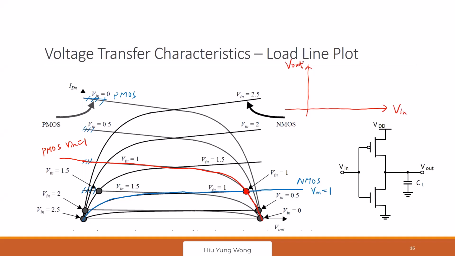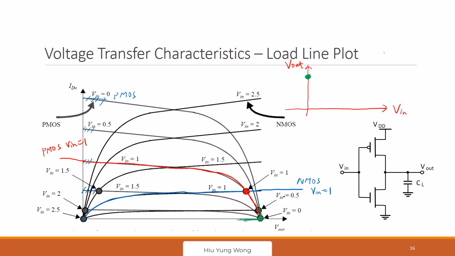Right? I start with V in equal to 0. So when V in equal to 0, which is this point, right? The intercept is this point. Because at this point, this is the PMOS and this is the NMOS. Because it's 0, it's turned off, right? And then I intercept at this point. So the V out is here, VDD output. Okay.